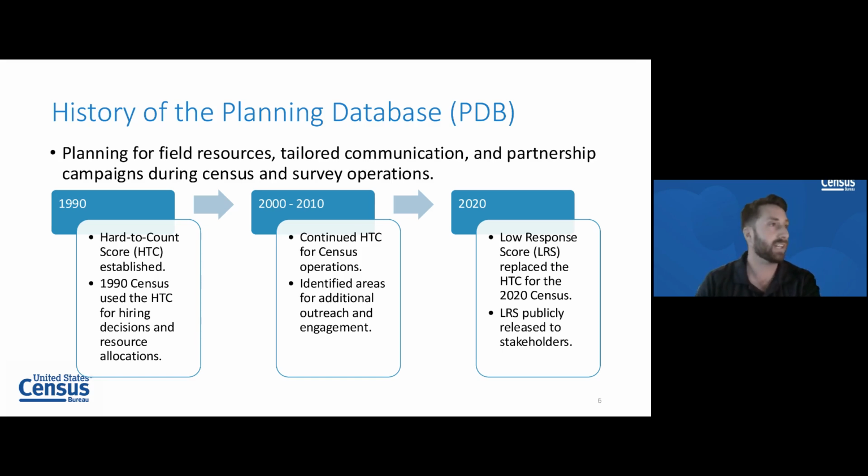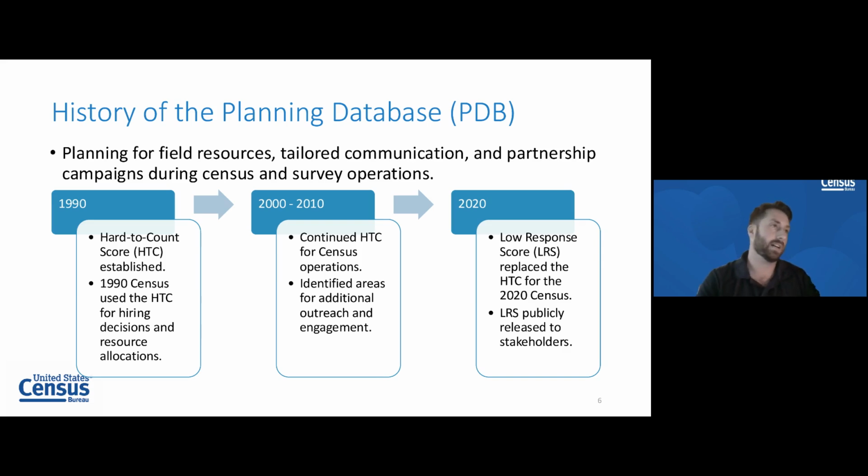All right, the history of the planning database. It's been used for planning field resources, tailored communication, and partnership campaigns during census and survey operations. So going back to 1990, the hard-to-count score was established. The 1990 census used the HTC for hiring decisions and resource allocations. Between 2000 and 2010, they continued to use HTC, the hard-to-count score, to help identify areas for additional outreach and engagement.